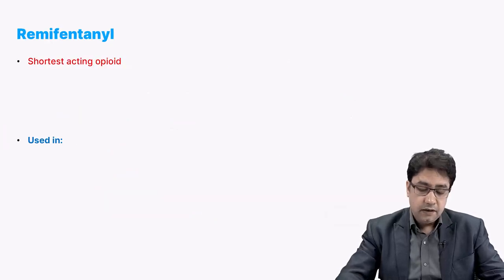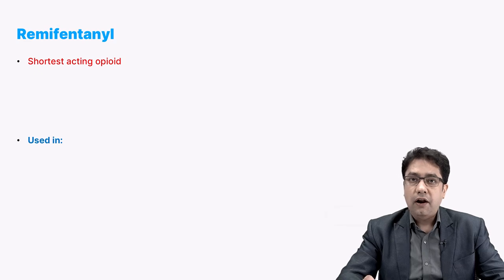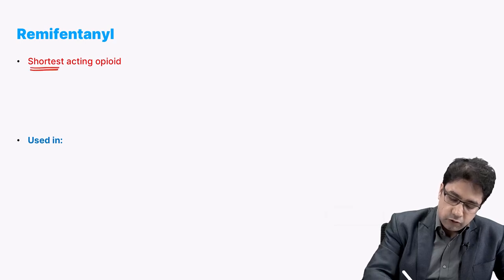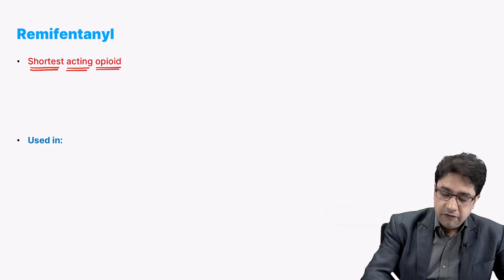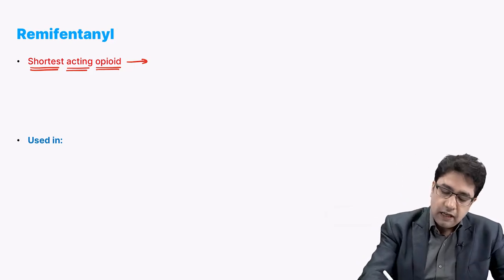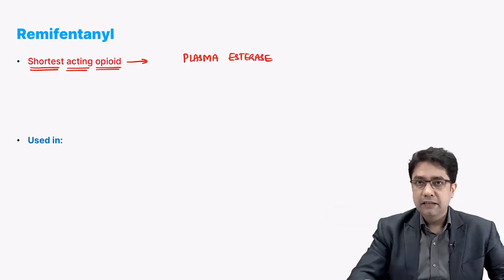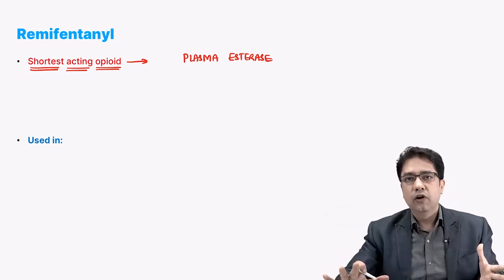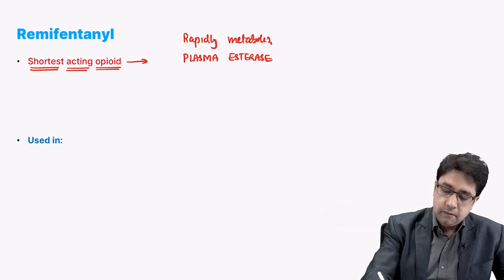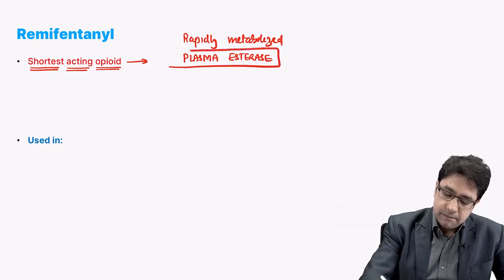Now, let's talk about the brother of fentanyl, remifentanil. So, remifentanil overall is the shortest acting opioid, because when we give remifentanil to our patient, in the plasma, there is an enzyme known as plasma esterase enzyme. So, as it comes into the blood, plasma esterase enzyme rapidly metabolizes or degrades remifentanil.